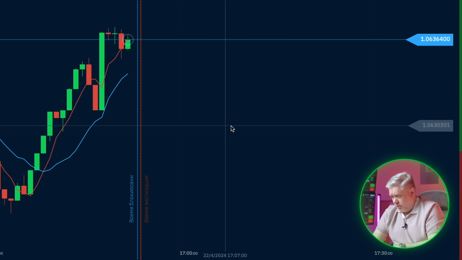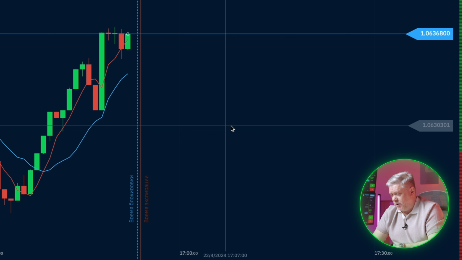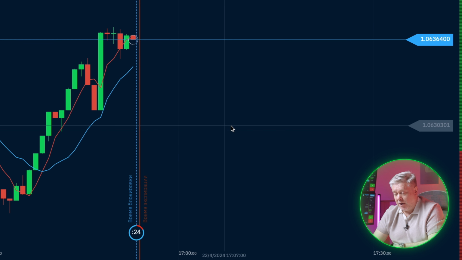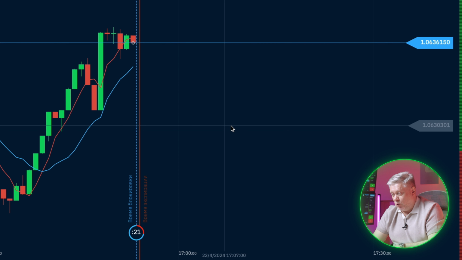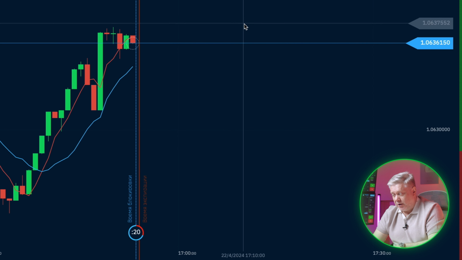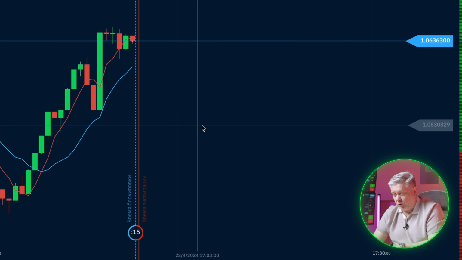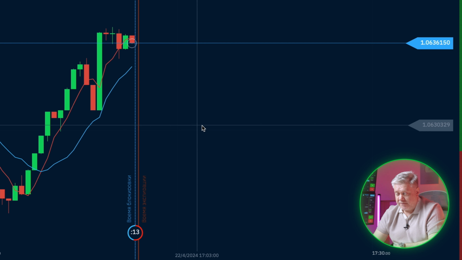So, we can see the price has stopped growing. Obviously, buyers are expecting something interesting, and it is likely the price will continue its upward trend after breaking through the 1.0640 level.